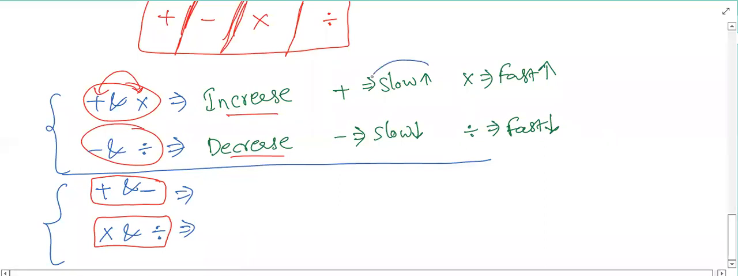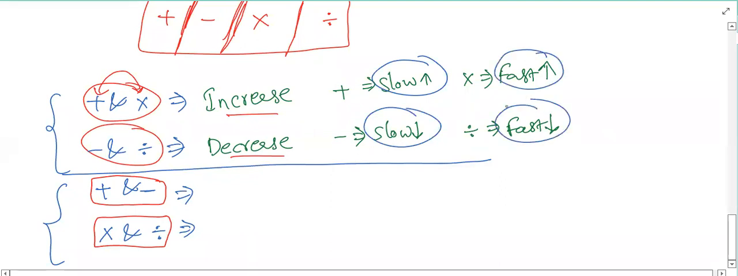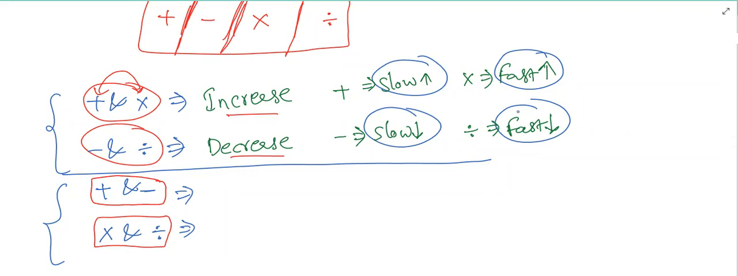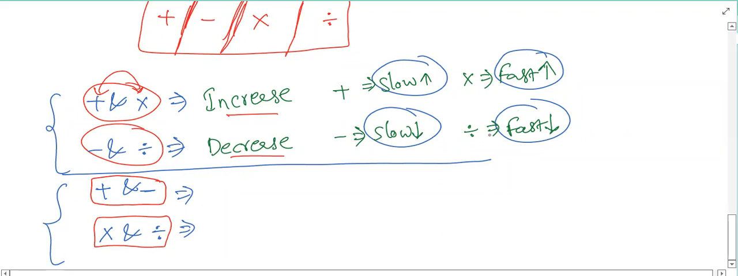Okay, again you are telling the same thing. Sir, when we take the reciprocal, addition changes into subtraction and division changes into multiplication. Okay. Sir, in plus and minus, it will be decreased, and in into and division, it will be decreased. Sorry, in both cases it is decrease only.